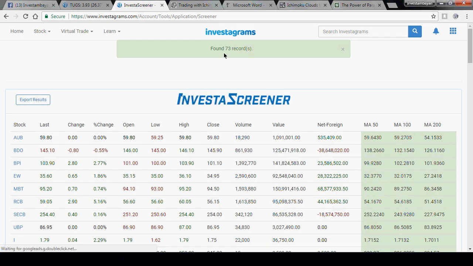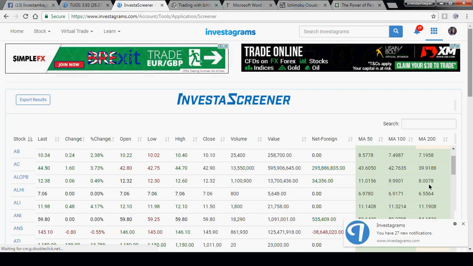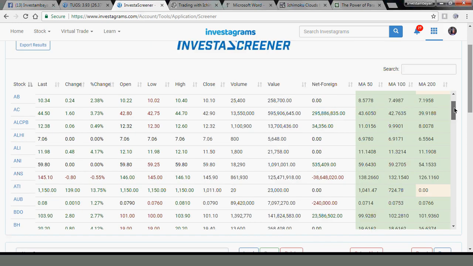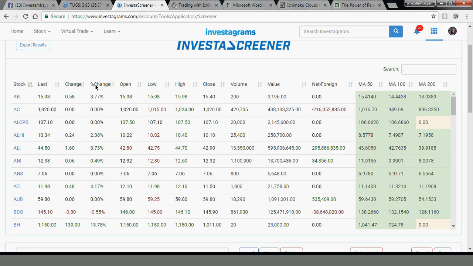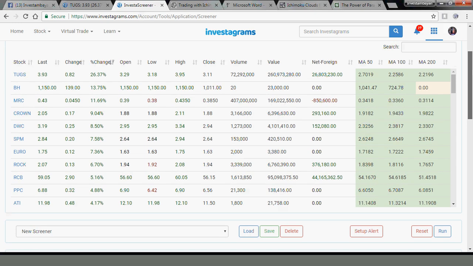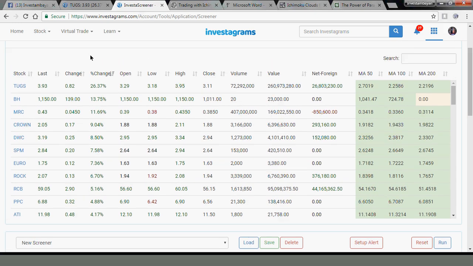Found 73 records. Kita naman natin dyan, ang iba, wala sa MA 200, but mostly may MA 50 and 100. Check ko lang dito sa pinakamataas. I'll start with TOGS. TOGS is 26.37. Actually, up ata ako dito ng 16% yesterday. Kita natin kay TOGS, intact yung trend niya in 200, in 100, in 50.